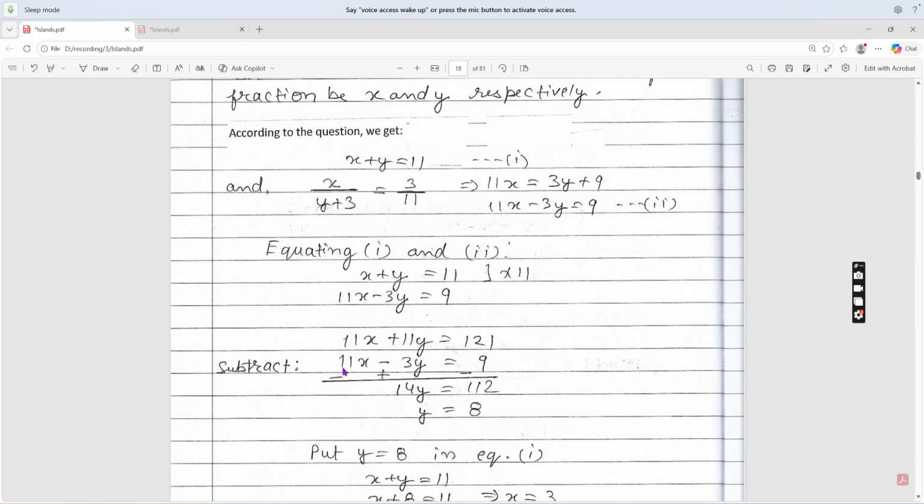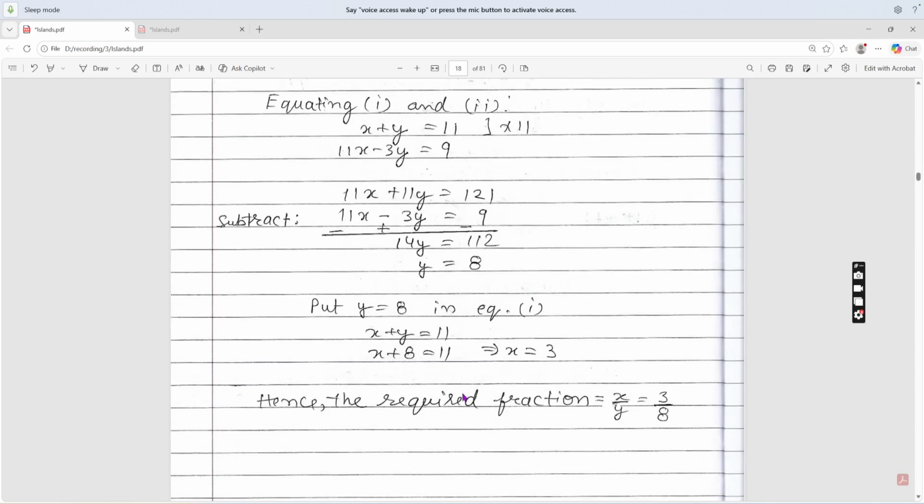So here it is plus 11 minus 11, that is 0. Minus becomes plus. So plus 11 plus 3, that is 14. It is plus 121 minus 9, that is 112. So y is equal to 112 upon 14, that is equal to 8.